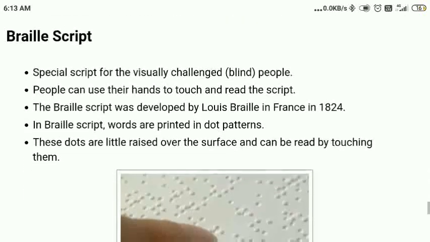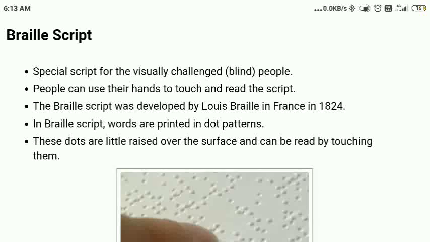So we have talked about script. As I was telling you, script is a basic thing for any language. Using that script, we create so many words, and those words are used for any language. So we have a special type of script here. It is called Braille script. You might have heard about it.